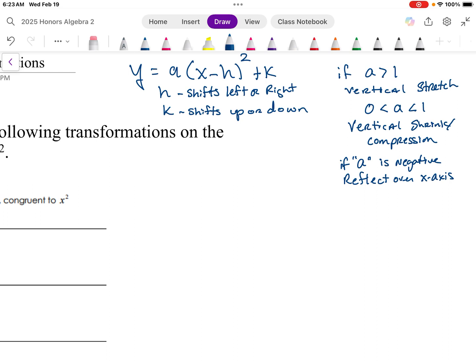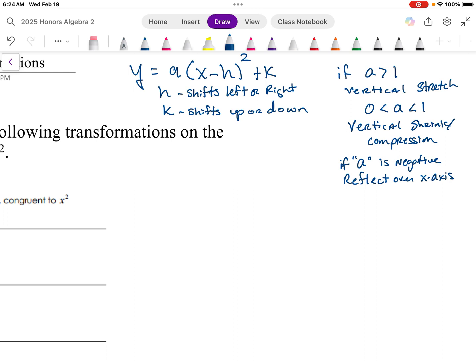H, the number inside with the x after the sign, plus or minus, shifts us left or right. If it's a minus a number, then that means it moved us to the right. If it's x plus a number, it moves us to the left. The k, which is the number at the back outside of the parentheses, moves us up or down, and it's whatever the sign is. If it's a plus a number, we move up, and if it's a minus a number, then it moves you down.